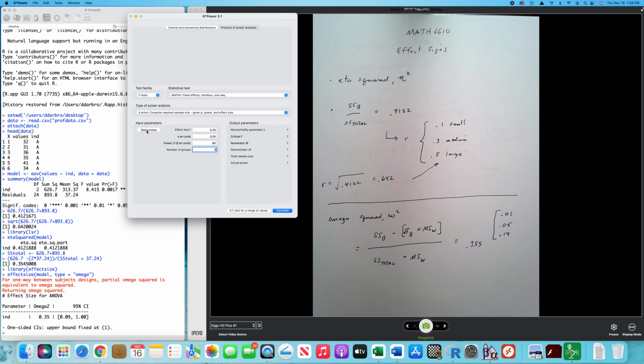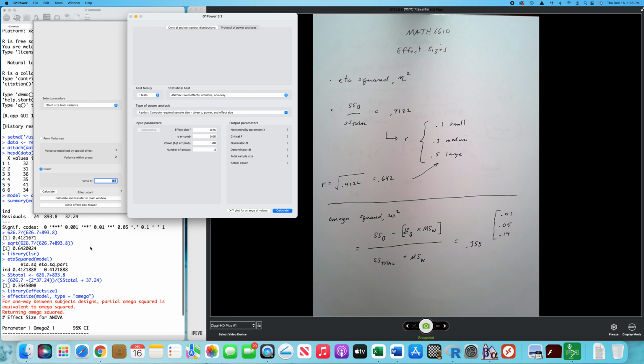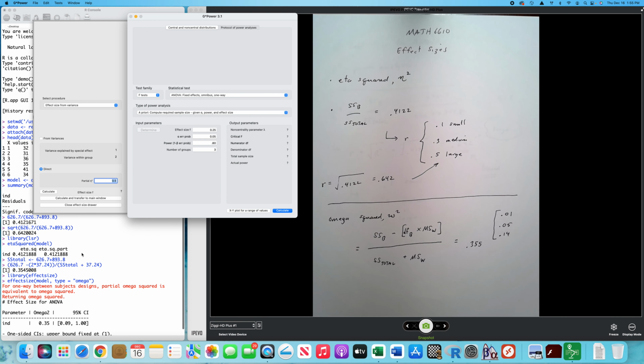Now, if I open this drawer over here and choose effect size from variance and then come down and do a direct calculation, I can do my partial eta squared. So the partial eta squared was, what did we find out for that one? Did it earlier, right? Yeah, partial eta squared was 0.4122.